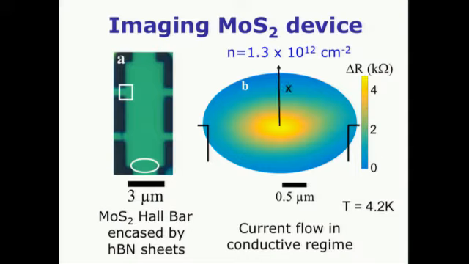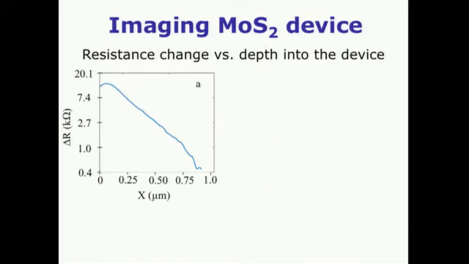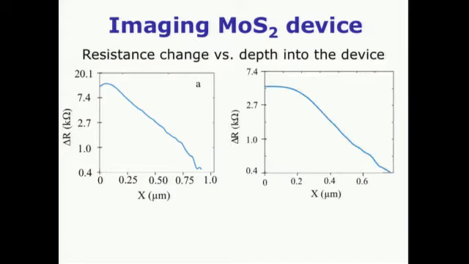So if you plot the spatial dependence of this resistance change into the device, you see an exponential decay. So this is a log scale of the resistance change versus the depth into the device. And we see the same kind of pattern in different contacts, even in the narrow contact. So this is for the narrow contact region. Yes? This is graphene contact, yeah.